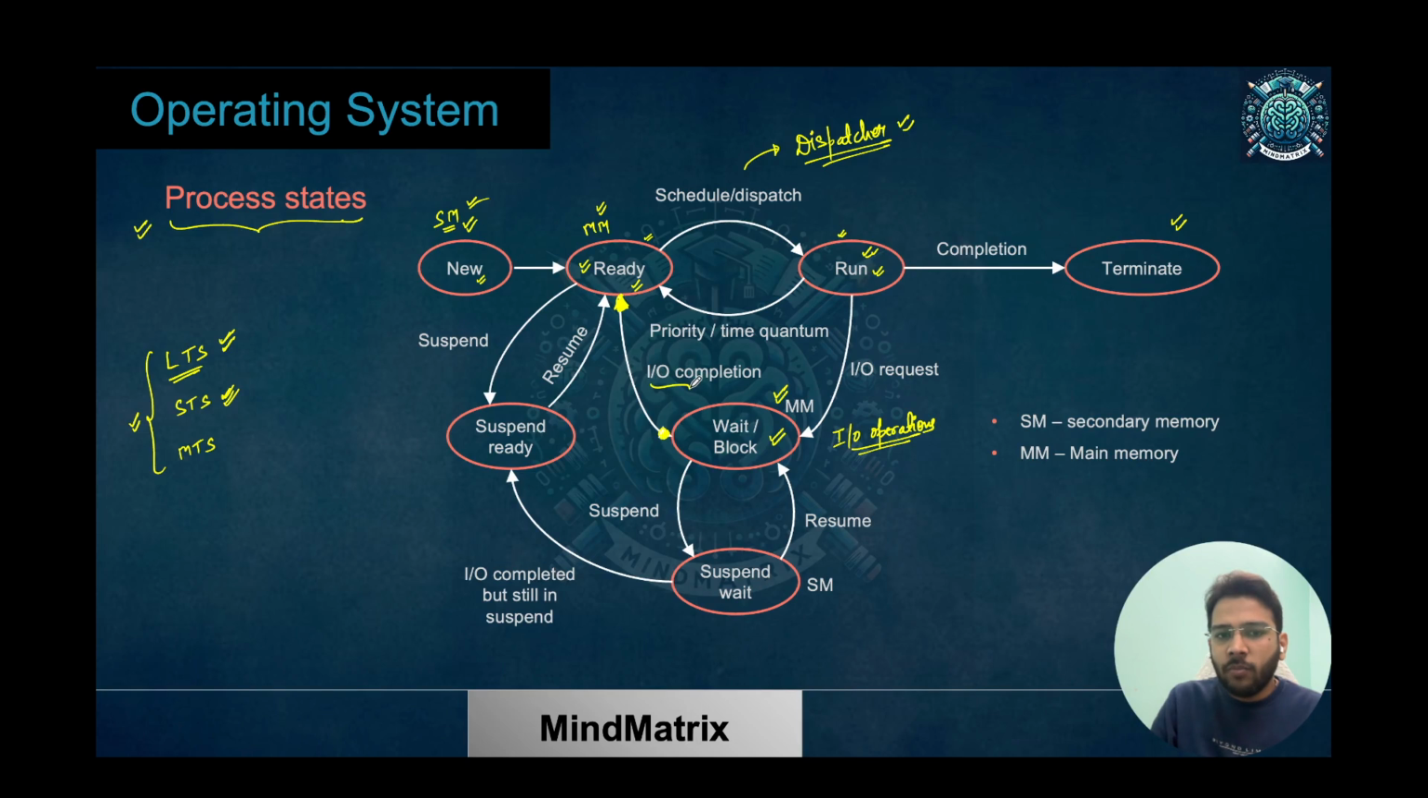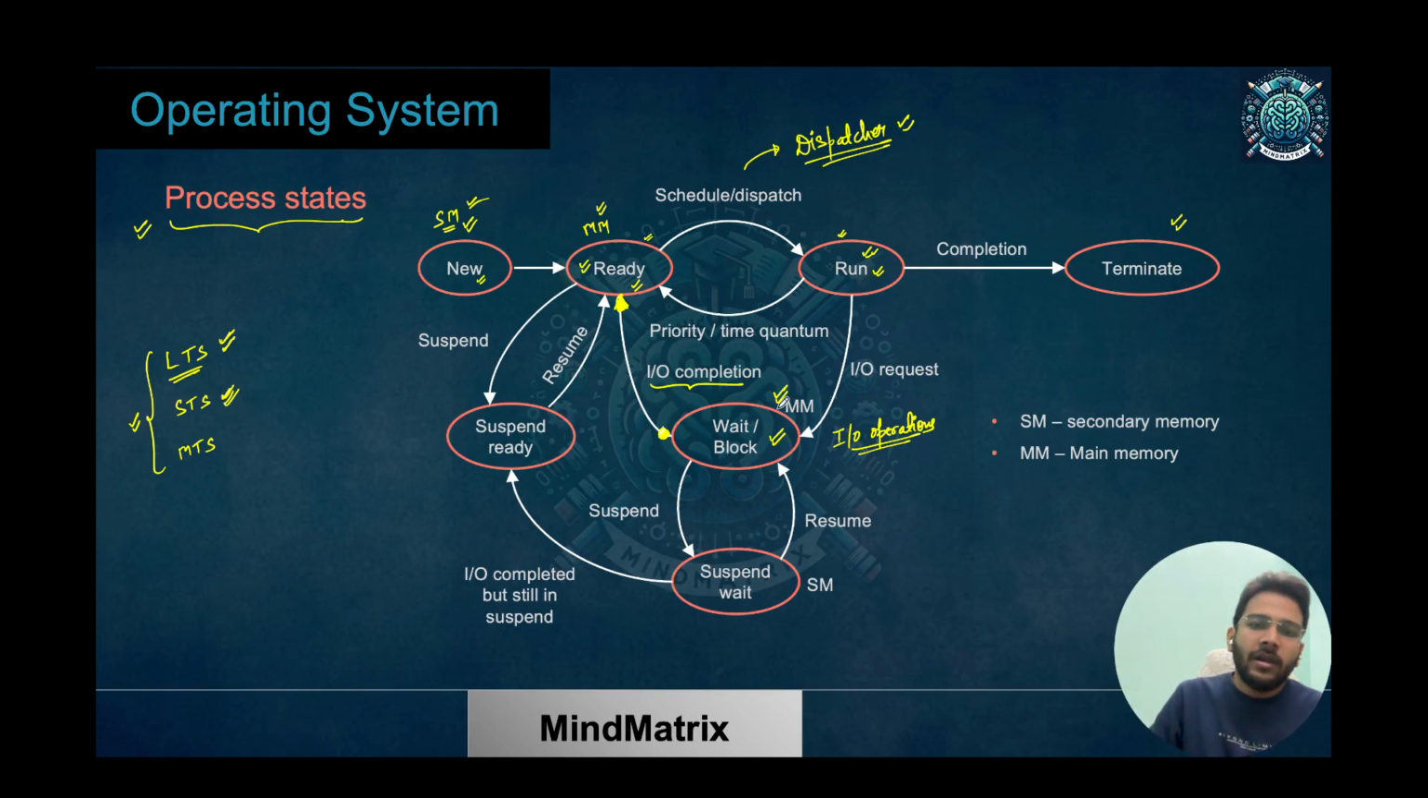So if input output completion is done, then it is going to go to the ready state, and then again it will be selected by the short term scheduler, and the dispatcher will again dispatch from ready to run state, and then it is going to execute further. So this is one way of performing input output operation.